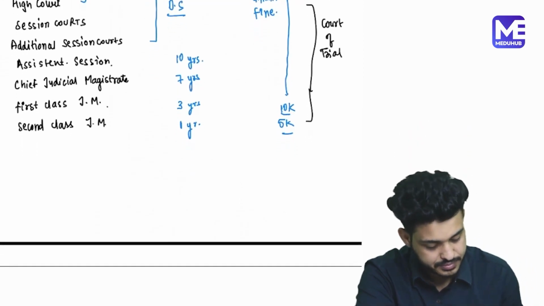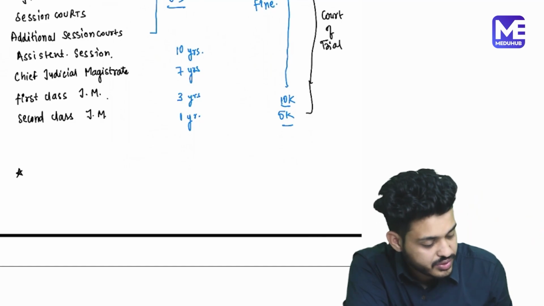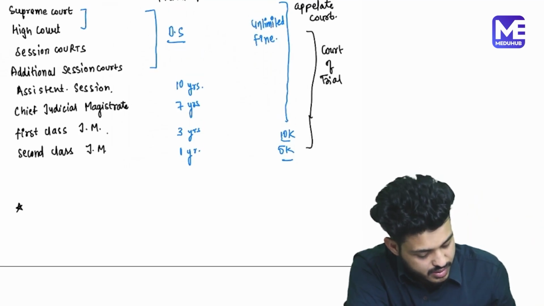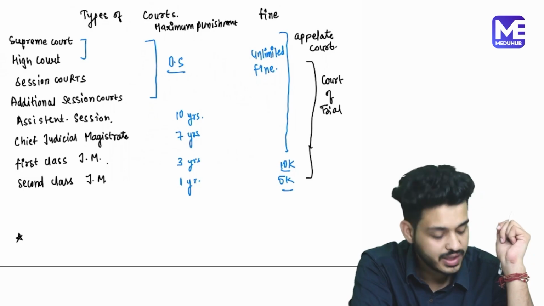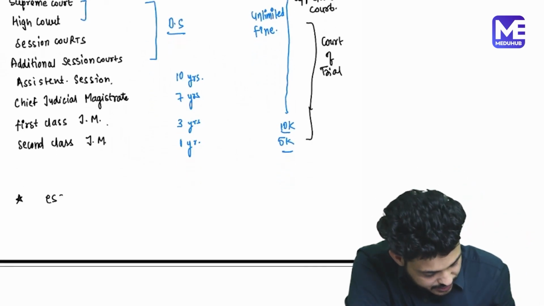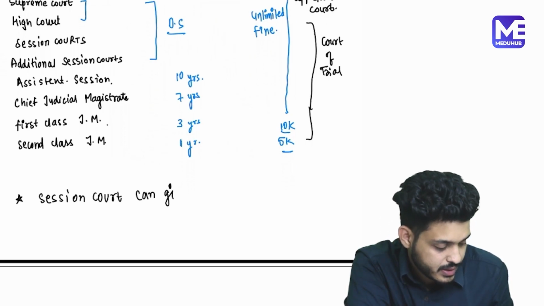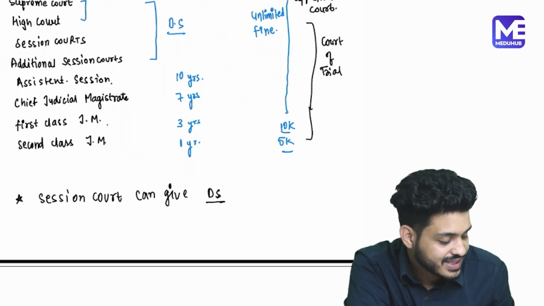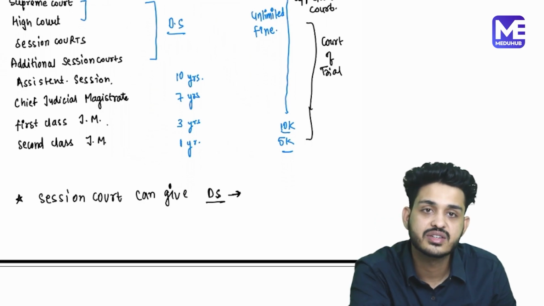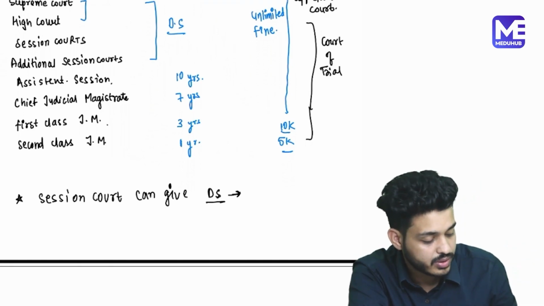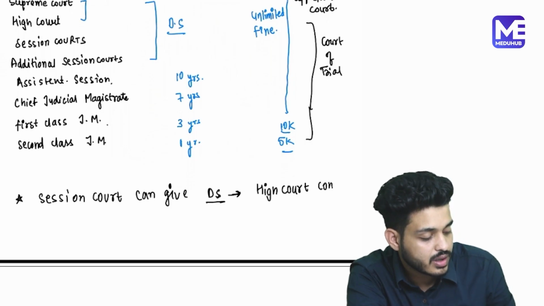Next thing, some important points that you need to remember here. There was a question: which is the lowest court that can give the death sentence? Session court can give the death sentence. But there is a catch. What is the catch? The death sentence which is given by session court needs to be confirmed by High Court. High Court needs to confirm it.